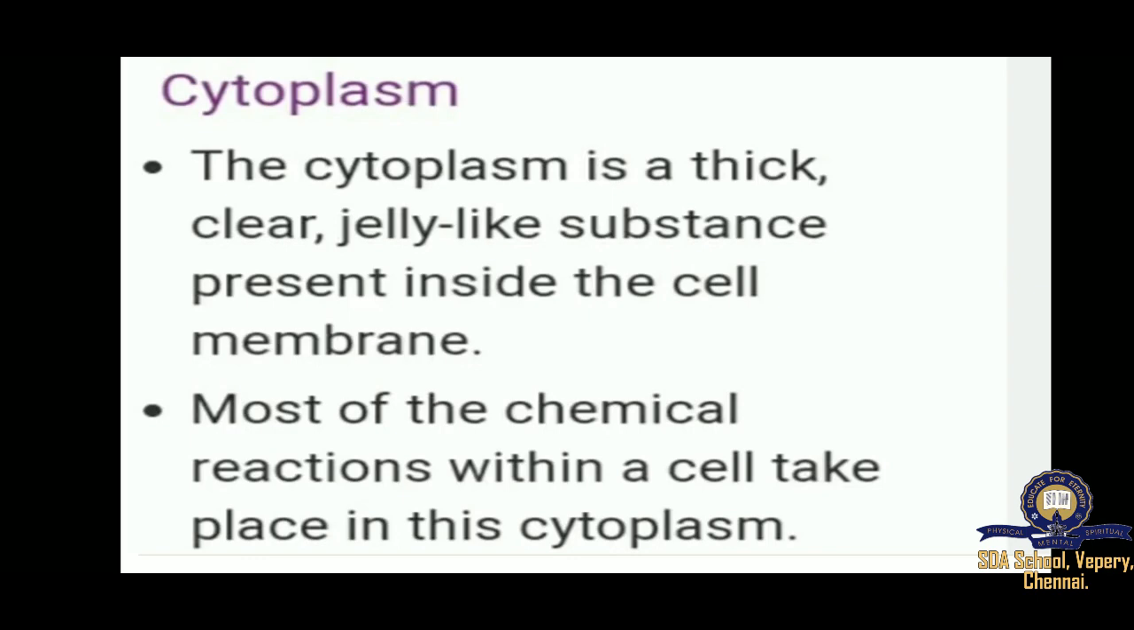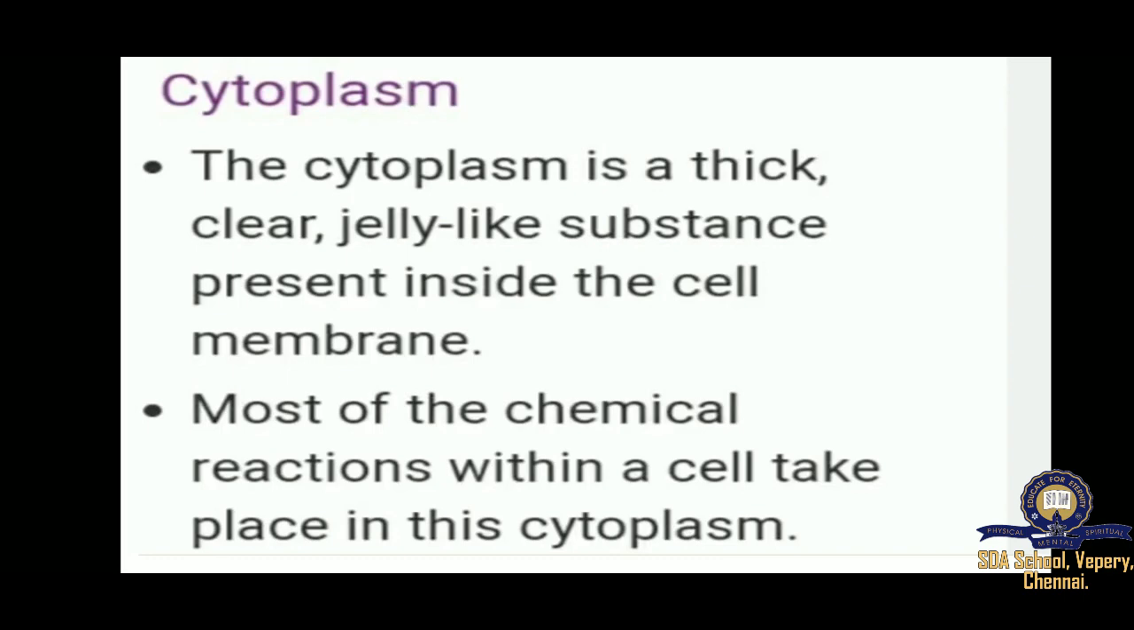A cell is a tiny sac bounded by a thin skin or membrane. Membrane means a thin skin which covers a certain part of a person's or an animal's body. Inside the membrane is a semi-fluid substance called cytoplasm. Cytoplasm is a thick, clear, jelly-like substance present inside the cell membrane.